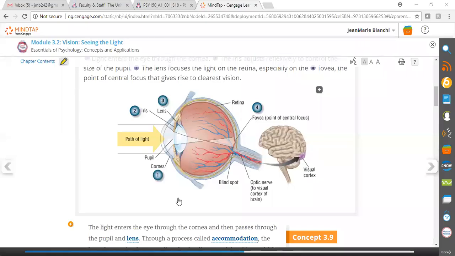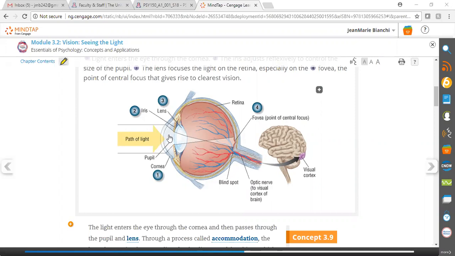Here we are zooming into the human eye, and I just want to briefly summarize how the process of sensation and perception is occurring here in this image. So here we have the human eye, and we're talking about light wave data when we're talking about vision. So light is coming into the eye, and it enters the eye through the cornea.